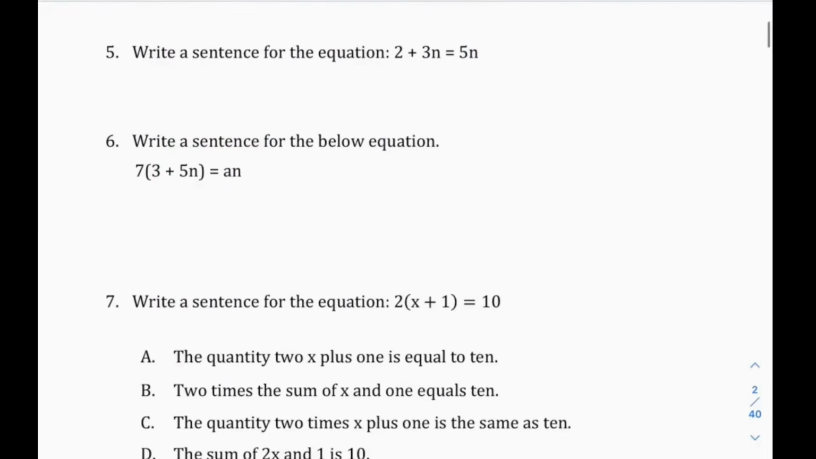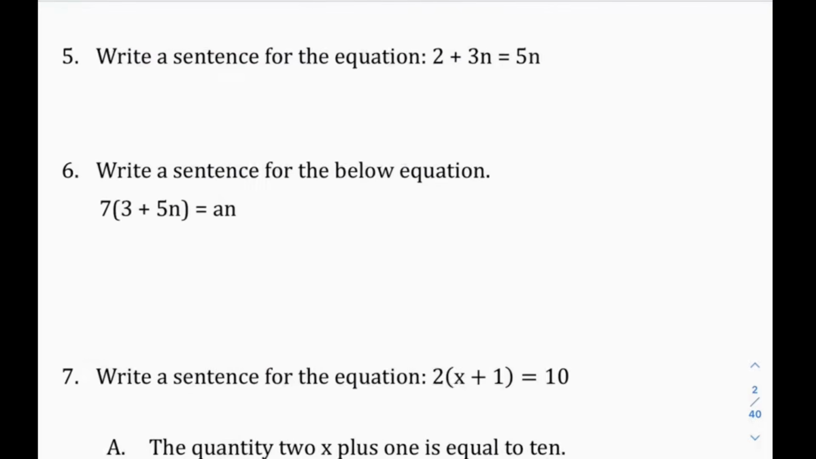Next question, number 5. Write a sentence for the equation 2 plus 3n equals 5. Now the situation is different, because now the given is the equation and we are going to write the verbal expression. So 2 can be expressed as added to, plus, increased by, more than. So we will write the simplest one, which is plus.